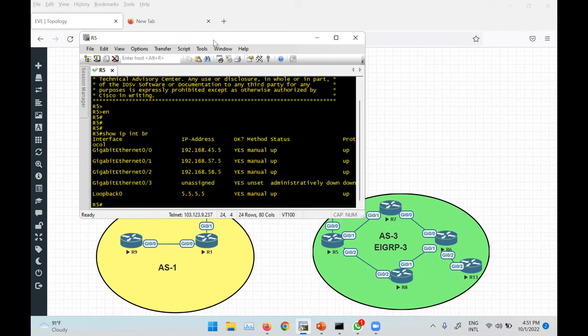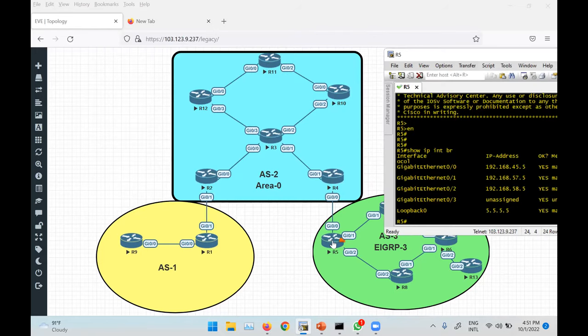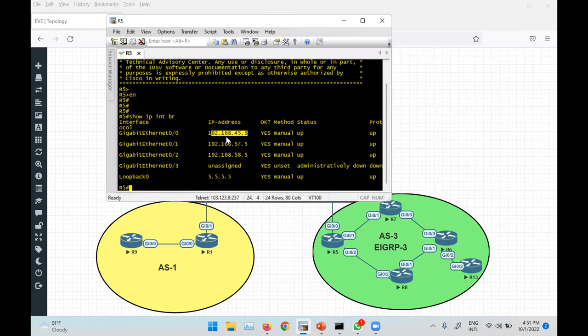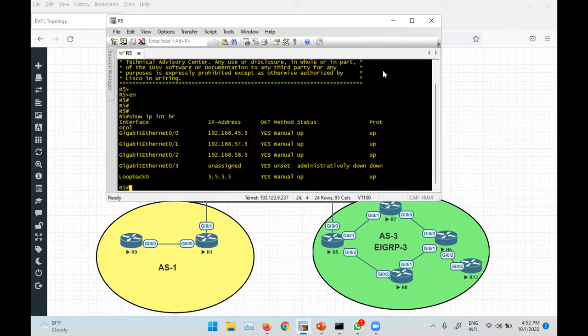Gig 0/0, that is connected to R4. The IP would be 192.168.45.5. That is okay, because the lower one goes first. And gig 0/1, that is 57, and 57.5 is okay, and 0/2, that is 58, that is okay. All the interfaces are showing up, and protocol is up. Also the loopback interface is up. So all the interface and IP configuration is okay.